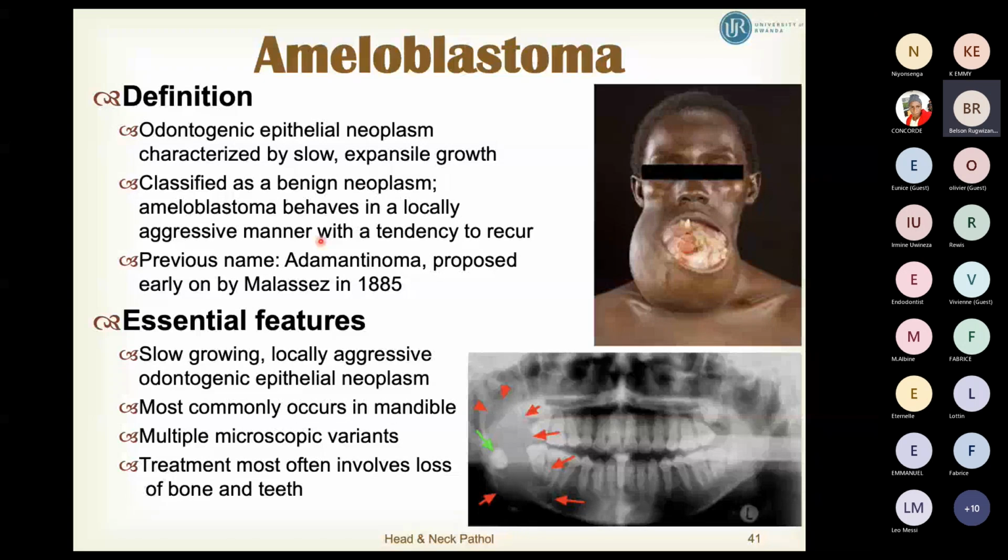So is this a slowly growing, locally aggressive odontogenic epithelial neoplasm? So on histology you can see odontogenic epithelium. Odontogenic epithelium is the epithelium that gives rise to teeth. So most commonly it occurs in the mandible, as I said, with multiple microscopic variants.